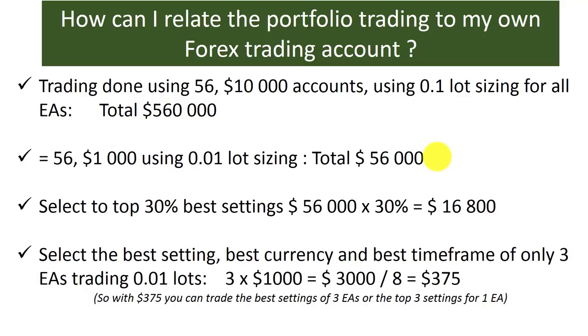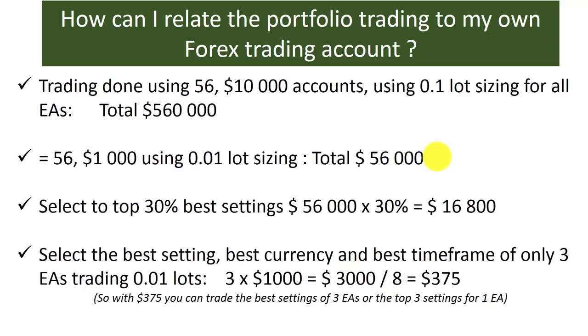So now let's look at it from a different perspective. Let's say you only want to trade the best setting, the best currency, and the best time frame for 3 of your EAs. So now all you need is what takes place in 3 of these monitoring accounts. So that is $3,000. But because we're trading 8 currencies in each account, and you are only interested in the best currency and the best time frame and the best settings, we can divide that 3,000 by 8. So you can use an account of $375 to trade 3 EAs using micro lots.